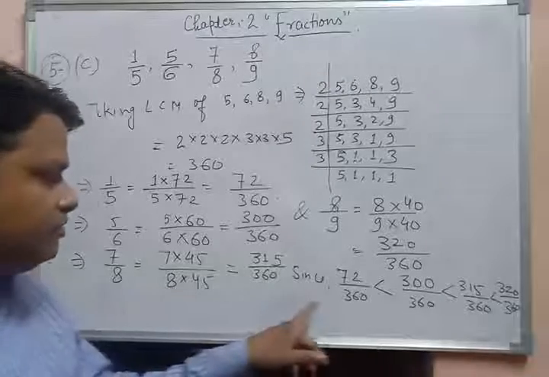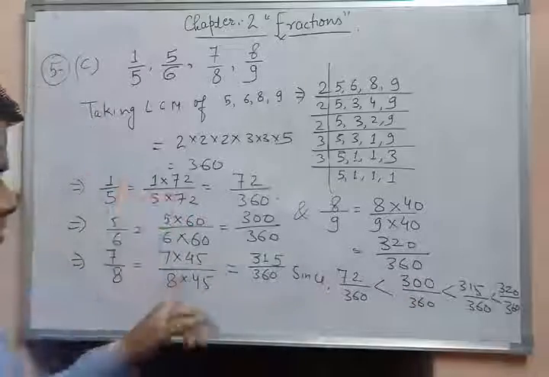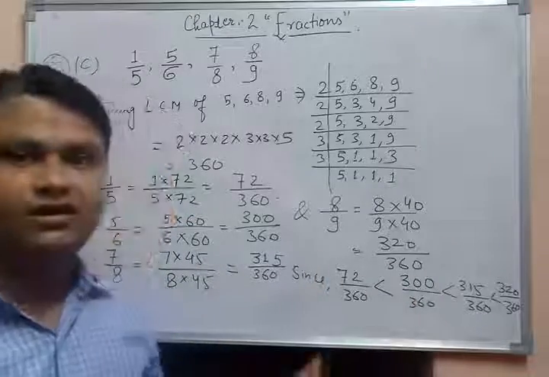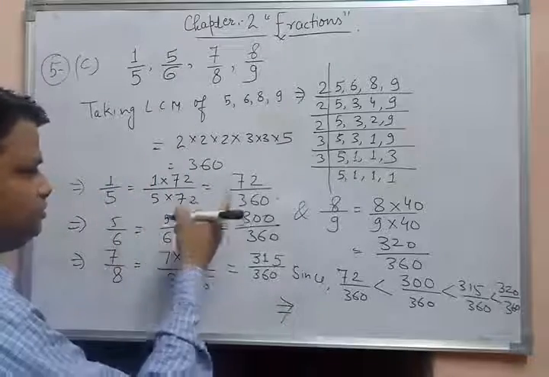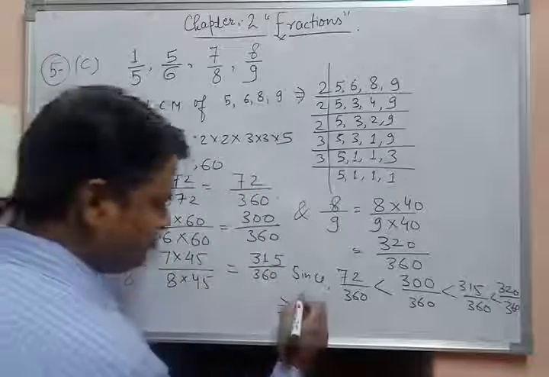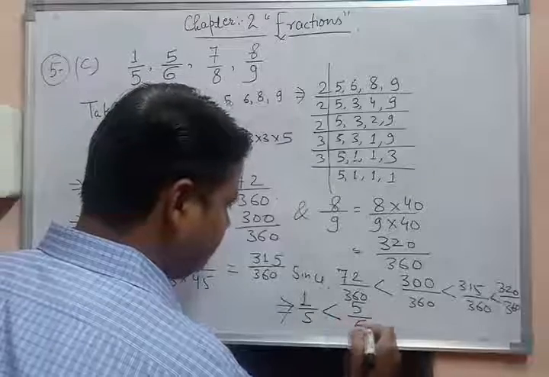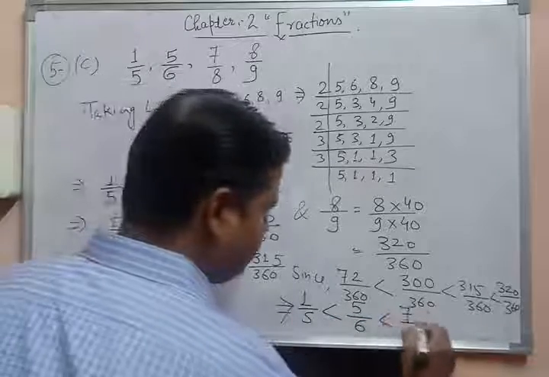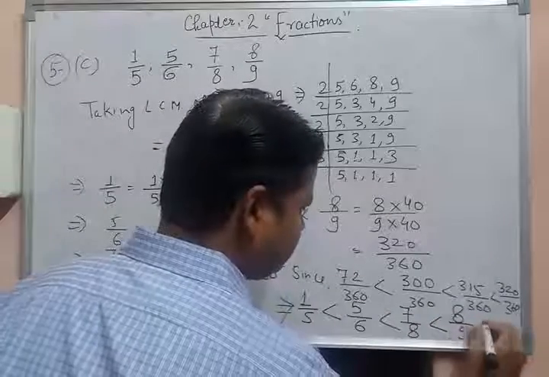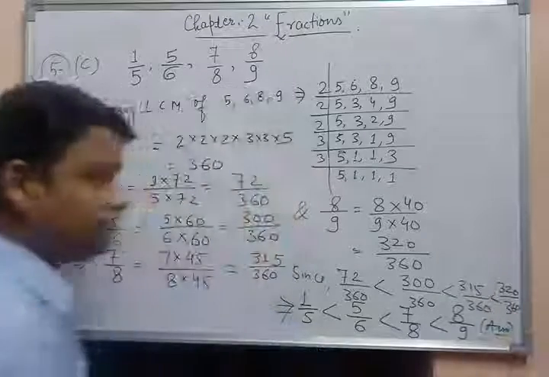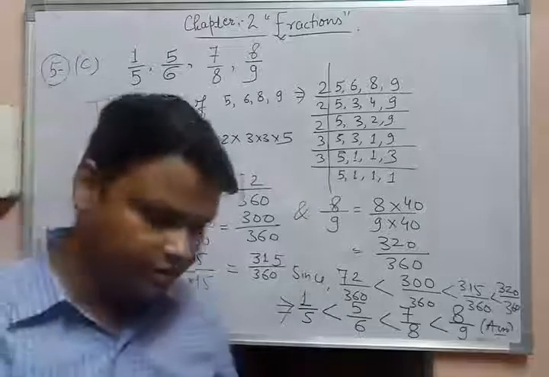So after comparing, you have to write the original fractions in ascending order. This is the equivalent fraction of this one, so you write 1 upon 5. Second is 5 upon 6. Third is 7 upon 8, and fourth is 8 upon 9. Answer. So students, this is the process of how to arrange fractions in ascending or descending order.